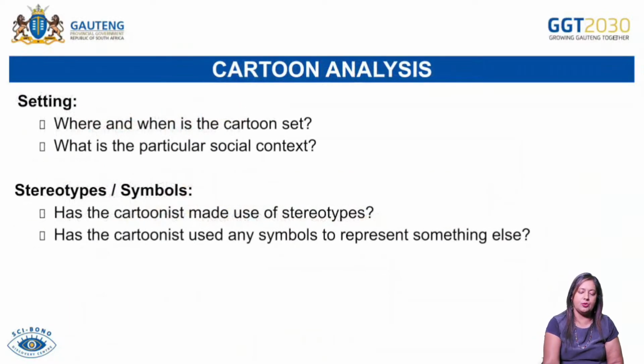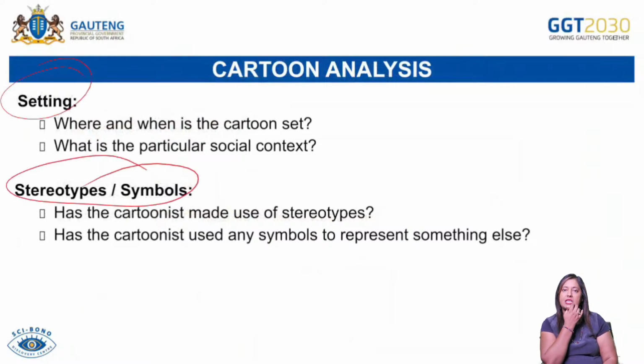Then we're looking at the other two aspects of setting versus stereotypes and symbols. Now, the setting is obviously the context of where this text is taking place, okay? What is a particular social context that is being showcased as well? The stereotypes or the symbols. Has the cartoonist made use of stereotypes? And has the cartoonist used any symbols to represent something else? All right? That is important. So take note of that.